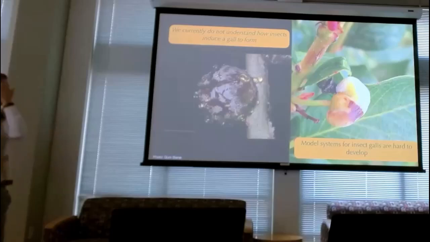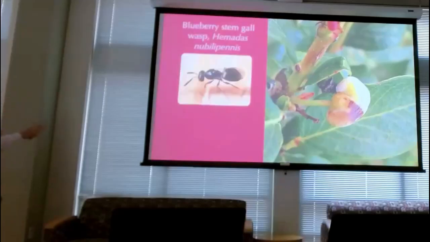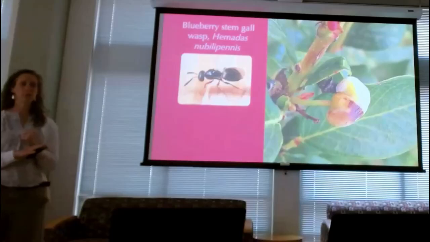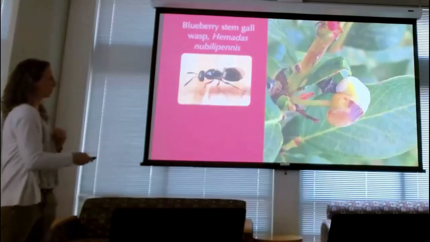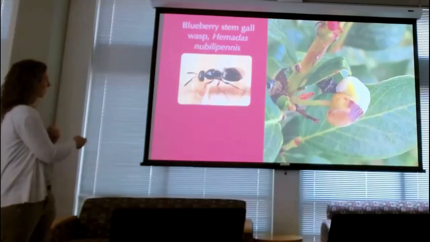But I think in my lab in the last 5 years here at the University of New Mexico, I've been able to come up with a couple of systems that can get at that question kind of sideways. So the first one is the blueberry stem gall wasp, Hemadas nubilipennis. And this is the gall that we've been looking at through the introduction here. This is what the little wasp looks like.